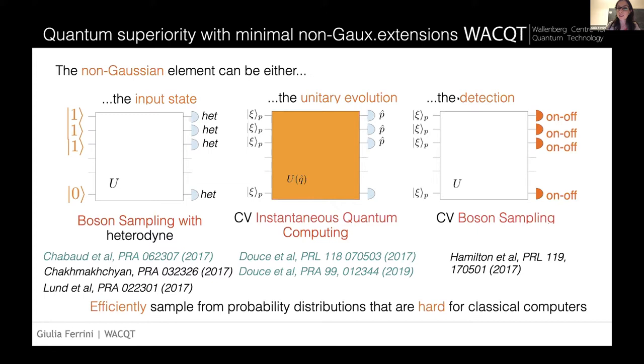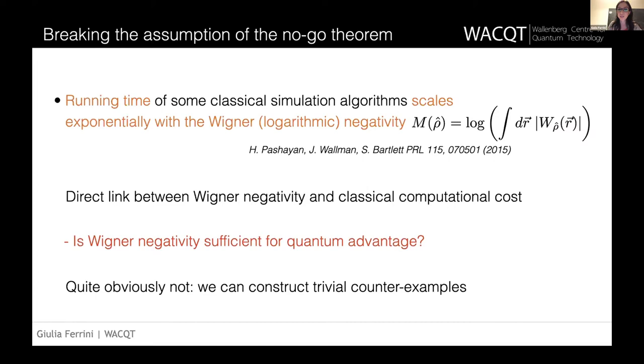And Steve yesterday presented some architecture that allows to estimate the Franck-Condon profile of vibronic molecular spectra. And this is exactly the same kind of architecture. So it seems that even if your full circuit is not non-Gaussian, but you have a little negativity in only one element, then you can have something non-trivial. Some quantum advantage.